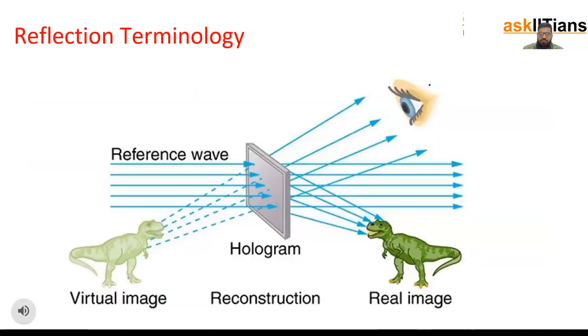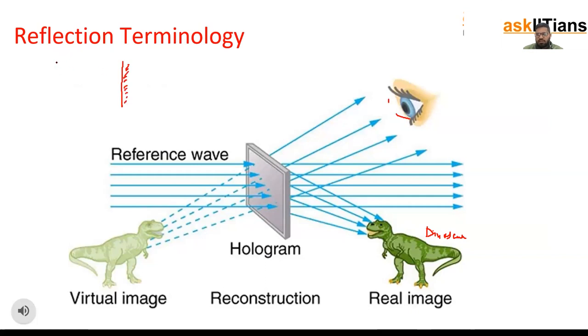Okay. Now you can see, we have already seen this. Suppose an observer is there. This is the observer who has to observe the image of a dinosaur through a hologram. Yeah, this is the hologram. So what will happen? Light ray is coming from this. Yeah. What is the basic process of forming of image? If I tell you the basic formation of image, it goes like that.